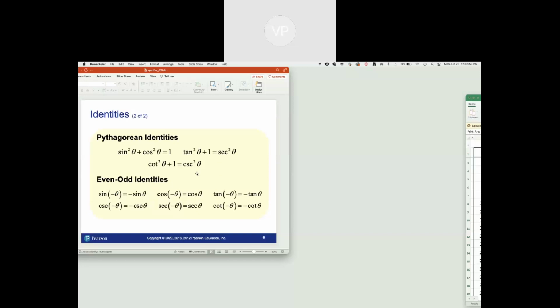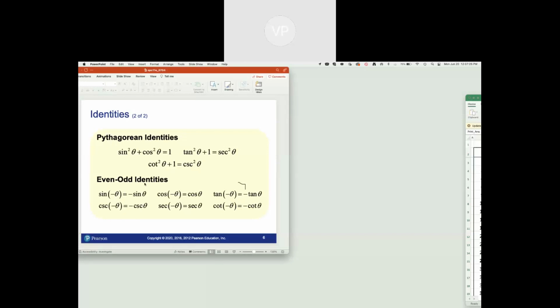The even odd identities, now these will come into play once in a while, and you're only going to worry about them when you see a problem that has an angle with a negative in there. You almost never are going to go from there to there. It's usually that you see a negative and you want to rewrite it as that, just so that there's no more negatives. And unlike the other identities, let me go back a screen here.